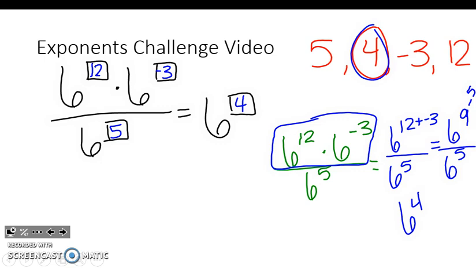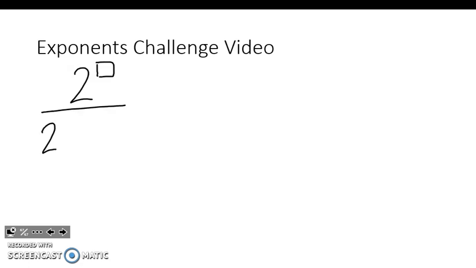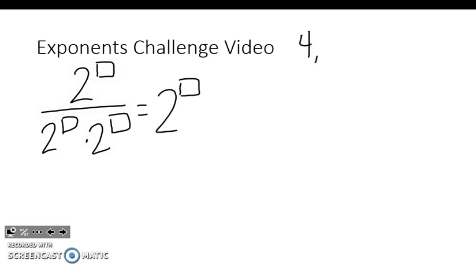So there's multiple different ways that you can go about simplifying and figuring out how to plug those in. But you have to understand the exponent rules in order to simplify them. All right, so let's do one more like that. Okay, let's do this one, and your numbers that you have to use are 4, 2, negative 3, and 5.